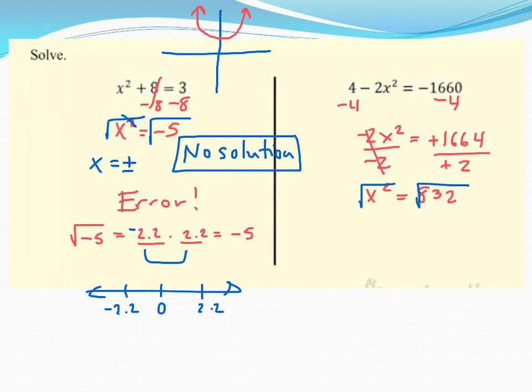I can take the square root. I should be all good. I'm going to get x equals plus or minus square root of 832, which if you plugged it in a calculator is 28.8, plus or minus. Okay? So, key things in these two examples, make sure you can't take the square root of a negative, but make sure you simplify first before you make that decision.